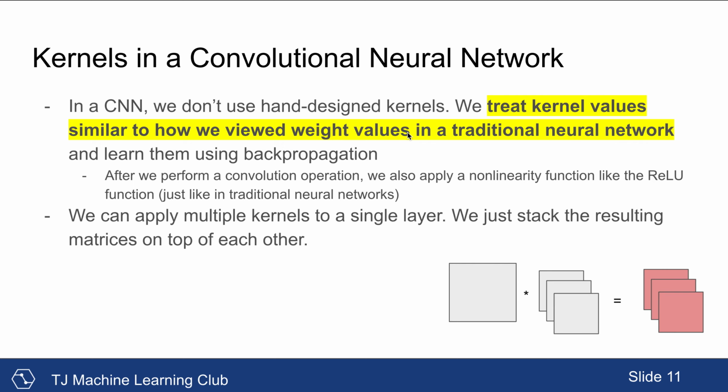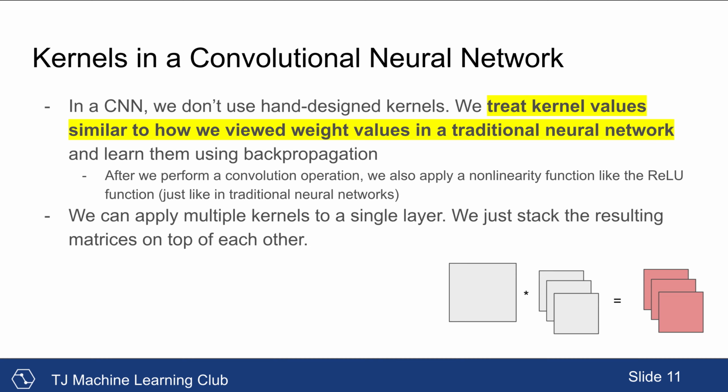Something to note is that the weight values, the kernels, are trained using the same backpropagation process that we talked about in traditional neural networks. Now, the backpropagation process is a bit more complicated in convolutional neural networks because there are some added complexities when you have this sort of structure. But yeah, it's not too different.